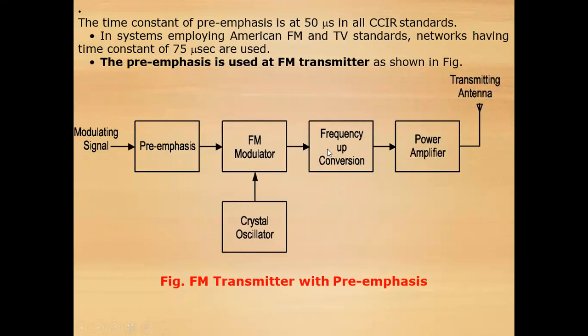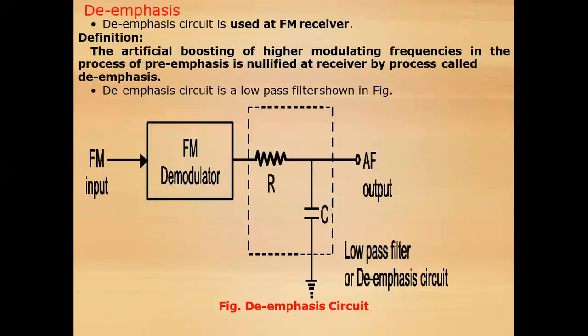As pre-emphasis is used at the transmission side, this is the simple block diagram you can see. Then coming to de-emphasis, the circuit is used at the FM receiver side. Here, as we are artificially boosting the higher modulating frequencies at the transmission side, we should nullify it at the receiving side. For that purpose, we are using de-emphasis, where whatever artificial boosting was given to higher modulating frequencies will be nullified by the process known as de-emphasis.